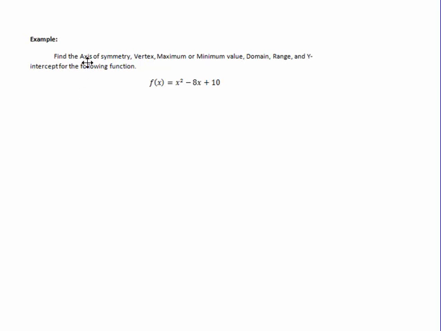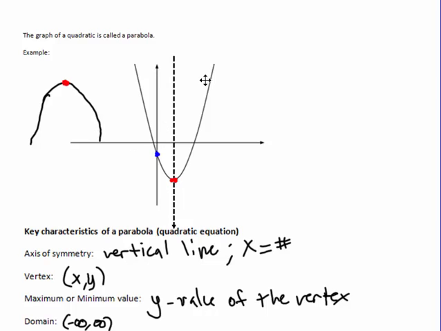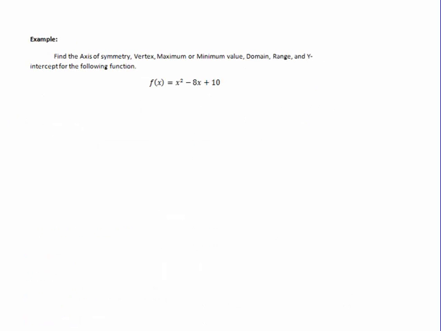So here we want to find the axis of symmetry, vertex, maximum or minimum value, domain, range, and y-intercept for the following function. Here we have f of x equals x squared minus 8x plus 10. Now, I know if it opens up or down by my value for a. It opens up if a is bigger than 0, and it opens down if a is less than 0. That's one of the first things I look at whenever I get a function like this. And here, my a value is 1, so it's positive, meaning it's going to open up.